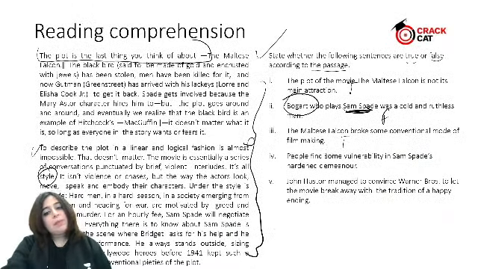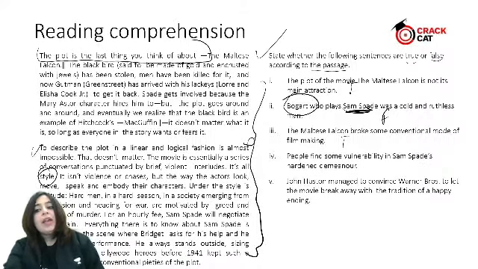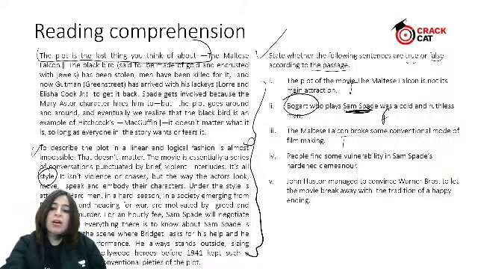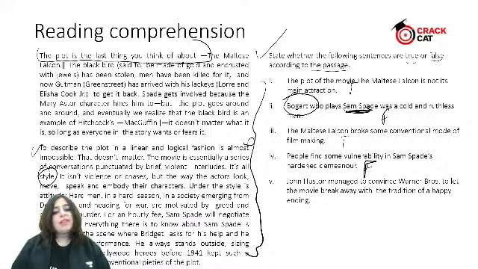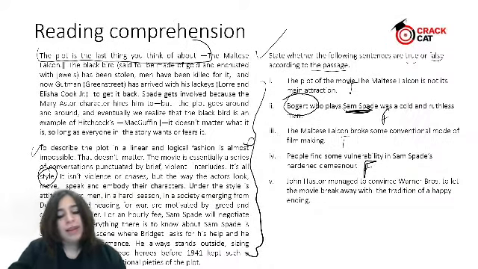So the fourth says people find some vulnerability in Spade's hardened demeanor. Can we say that? Not really. That's not quite clearly shown in the passage. And the fifth says John Huston managed to convince Warner Bros. to let the movie break away with the tradition of happy ending.